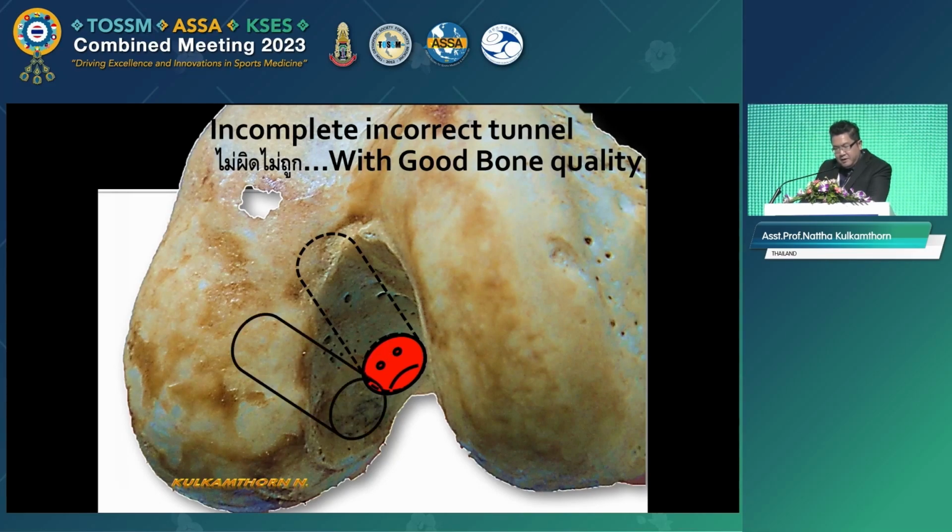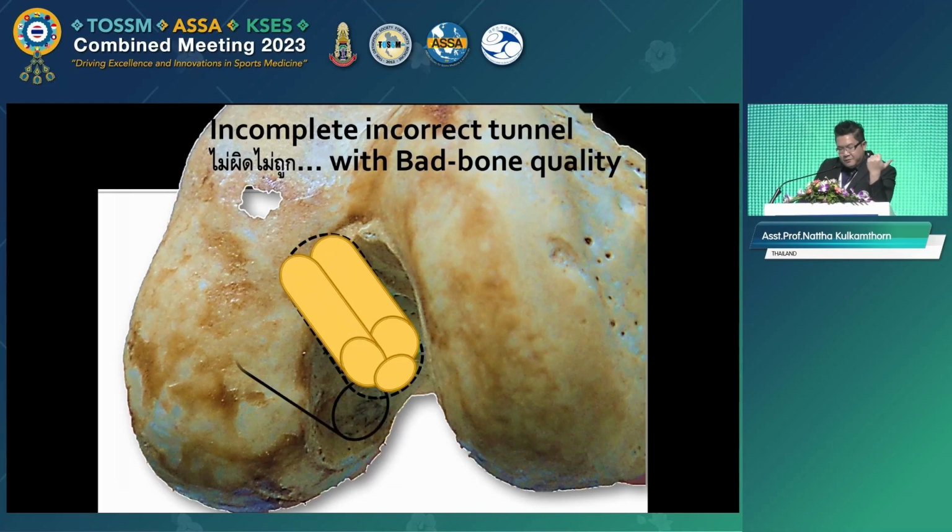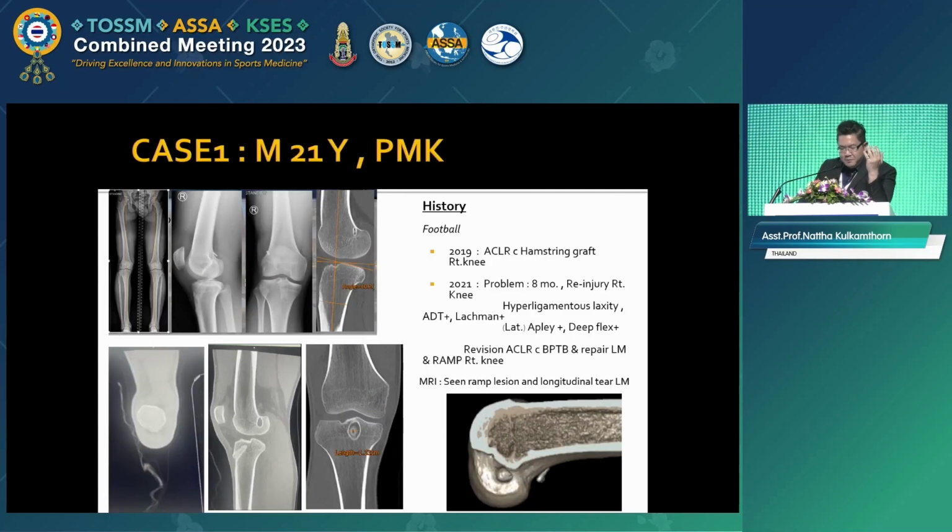If the divergent tunnel is not affected by the previous one, it's okay. You just put a new graft. But if the bone quality is bad, you put the bone graft or even the stack screw. Option 1 or 2 is okay for me.